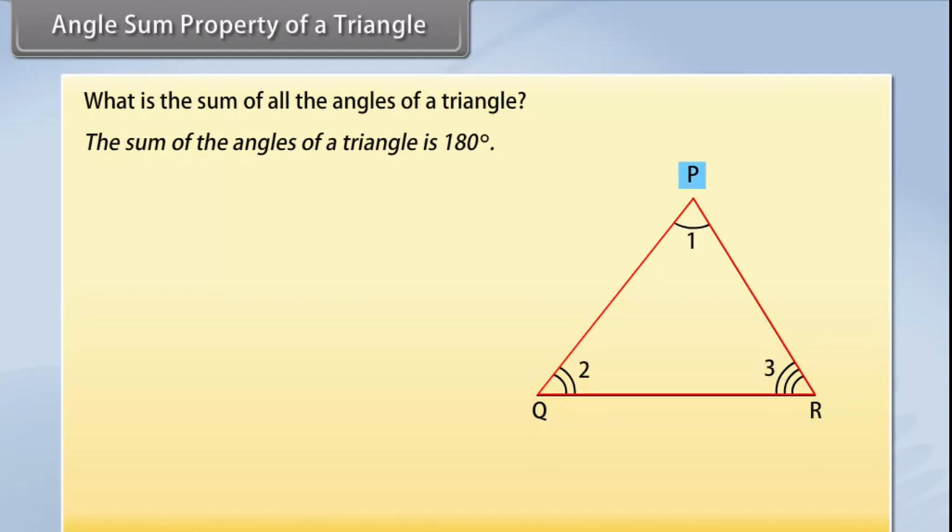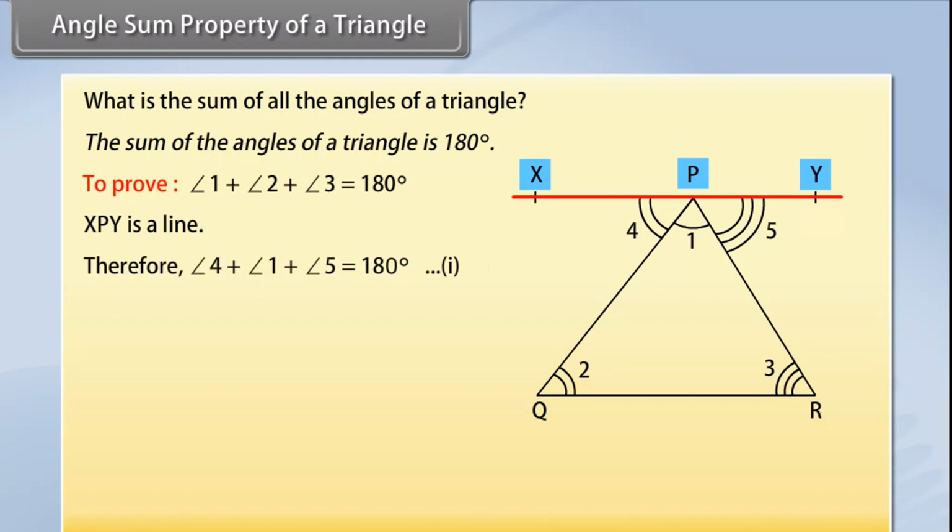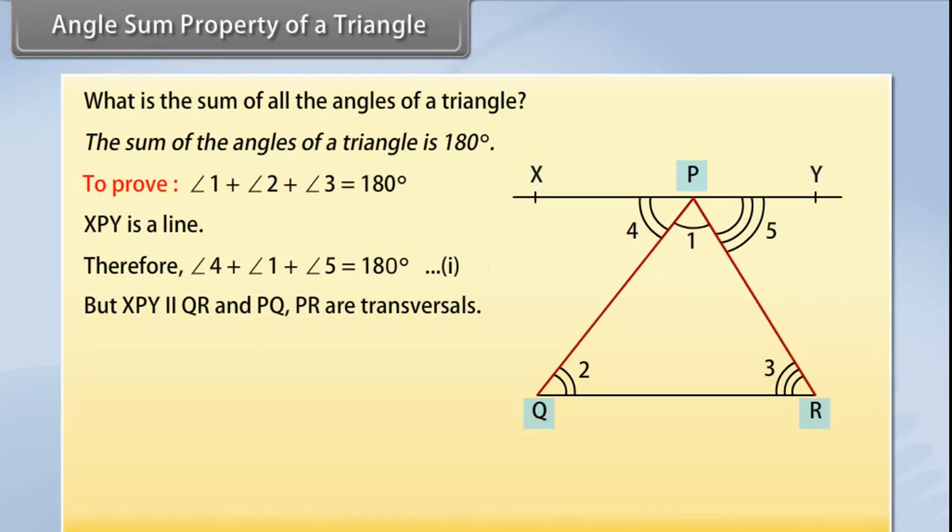We are given a triangle PQR and angle 1, angle 2 and angle 3 are the angles of triangle PQR. We need to prove that angle 1 plus angle 2 plus angle 3 is equal to 180 degree. Let us draw a line XPY parallel to QR through the opposite vertex P. Now XPY is a line, therefore angle 4 plus angle 1 plus angle 5 is equal to 180 degree. Mark it as 1.